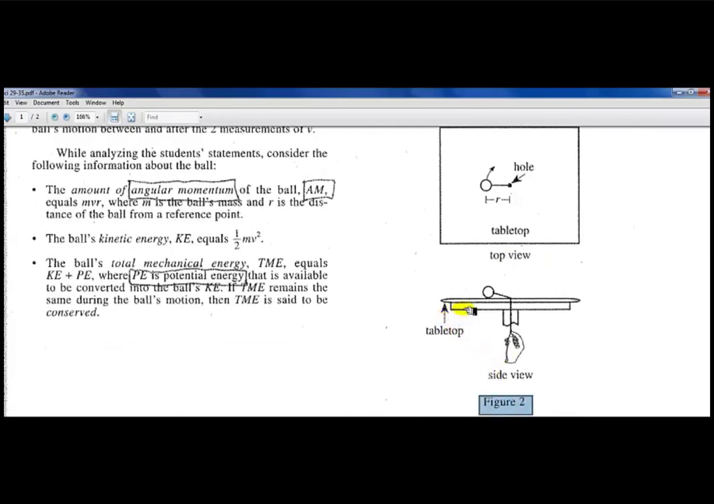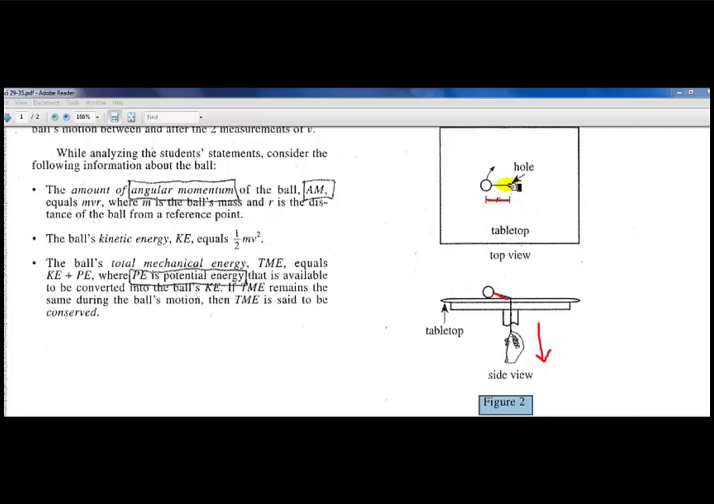Here's what's happening. There's a table. It's a person's hand underneath the table. There is a ball with a string attached to it, and the person is taking the string and pulling the string down, therefore reducing the length, or reducing the R.